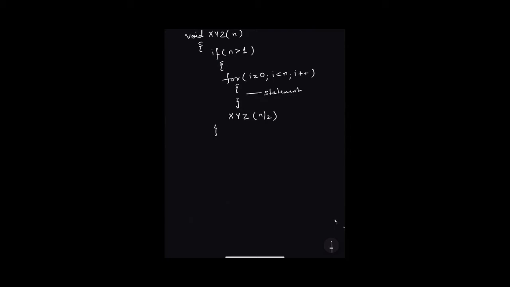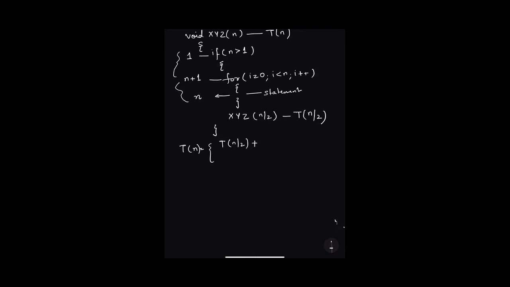Correct? So if I create a recurrence relation for this problem, if this is my function T(n), then this becomes my function T(n/2). We know that the for statement takes n plus 1 units of time, and all the statements inside the for loop take n units of time. Let's say my if statement also takes 1 unit of time. So the total recurrence relation that I get is T(n/2) plus 2n plus 2.